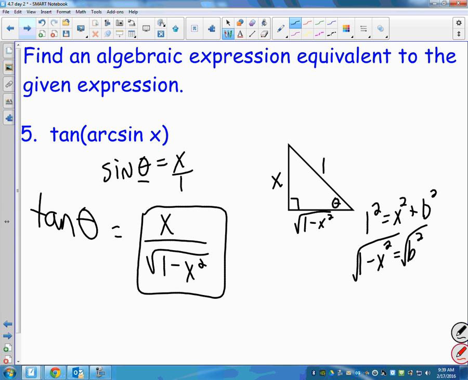We could rationalize that, we could bring it up, but it doesn't really look any better when you bring it up, and so this is where I usually just leave my square root at the bottom here. Nothing's going to cancel out. How do you feel about that? Excited?